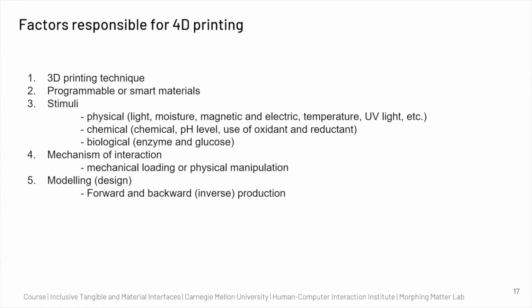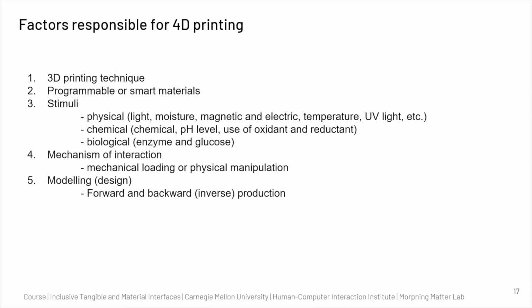The next thing we talk about is what the different factors responsible for 4D printing are. If you want to do 4D printing, the first thing that you need is a 3D printer. The second thing that you need is a programmable or smart material. The third thing we need is external stimuli. I categorize external stimuli into three types: physical, chemical, and biological.